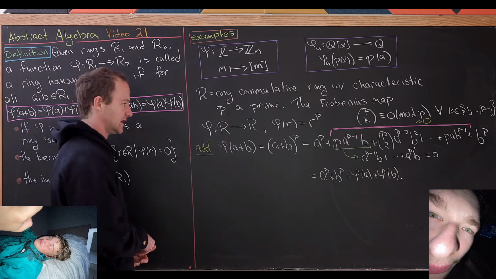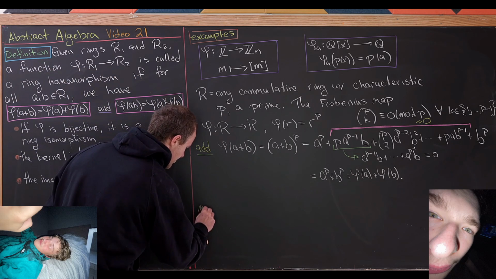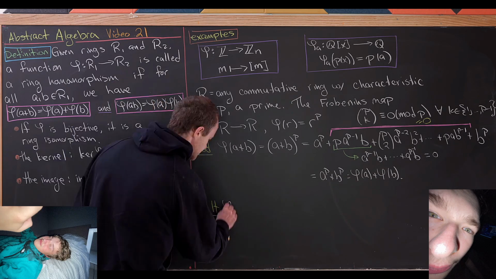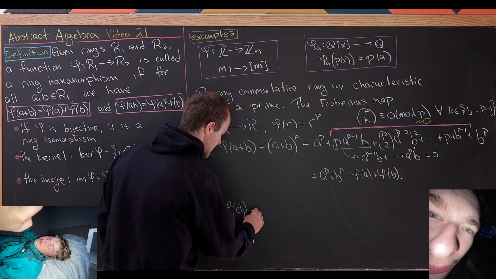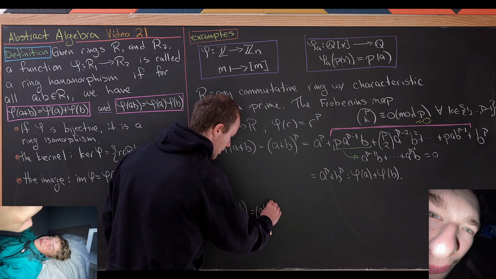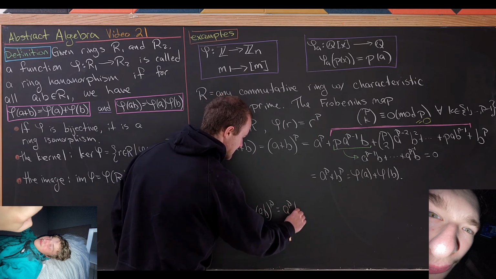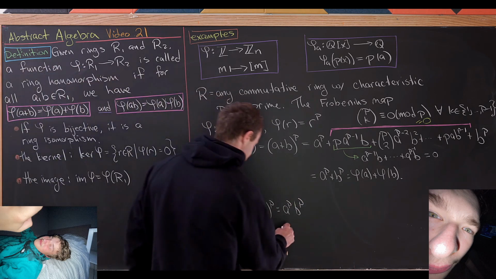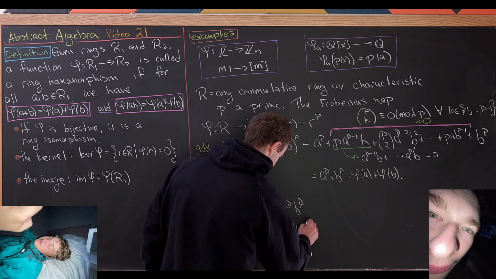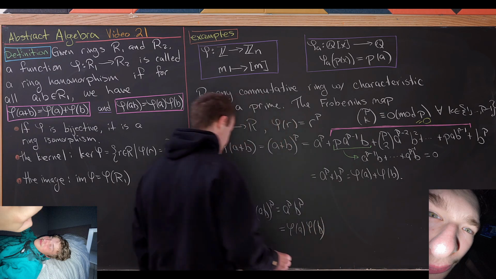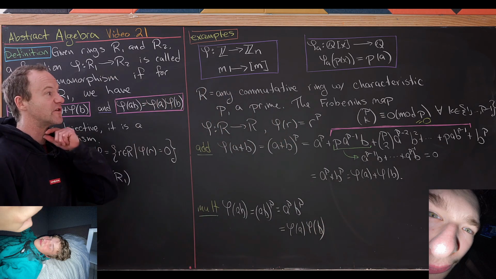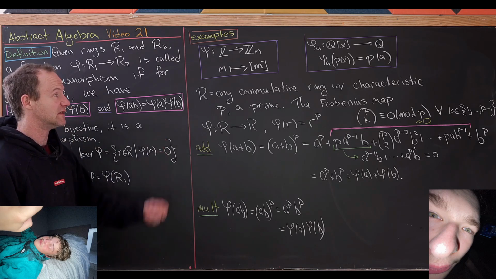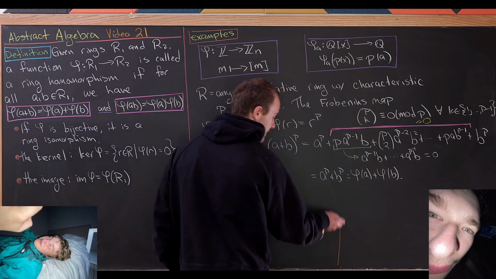The additive property is satisfied. Now let's go on and talk about the multiplicative property, which is actually easier to check here. So let's notice that phi of ab will be ab all raised to the p power, but that's a to the p, b to the p, just by exponent rules. But that's exactly phi of a times phi of b. And let's notice that for this to be a ring homomorphism, we really needed the characteristic to be p.